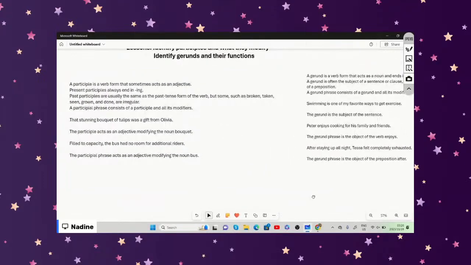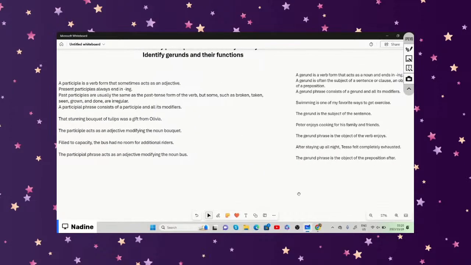So basically, when it comes to a gerund as well as a participle, a participle is a verb form that sometimes acts as an adjective, whereas a gerund is a verb form that acts as a noun but ends in ing, whereas a present participle also always ends in ing.